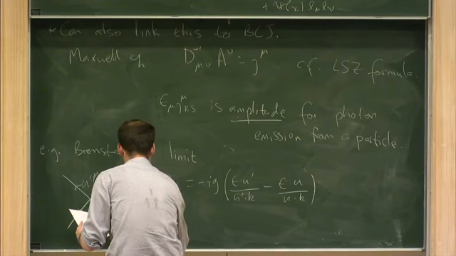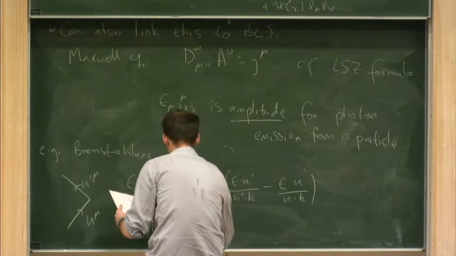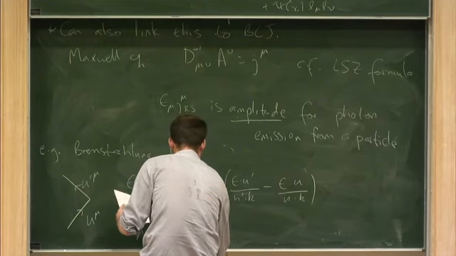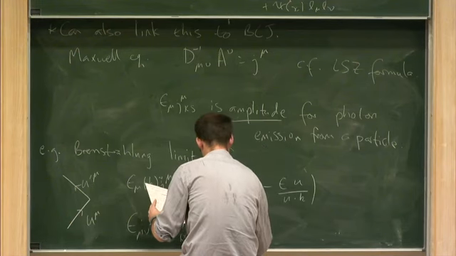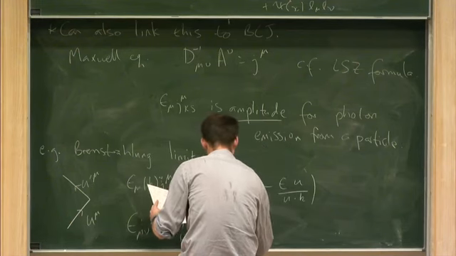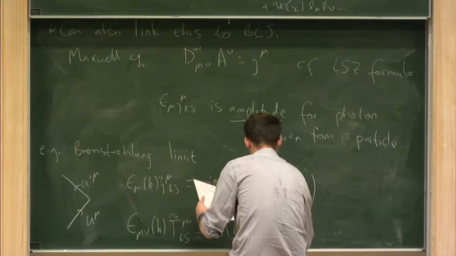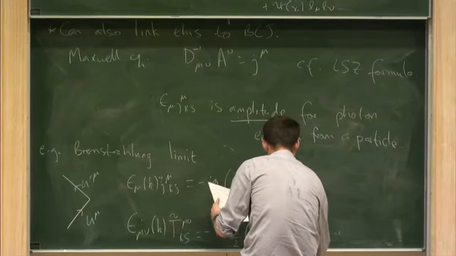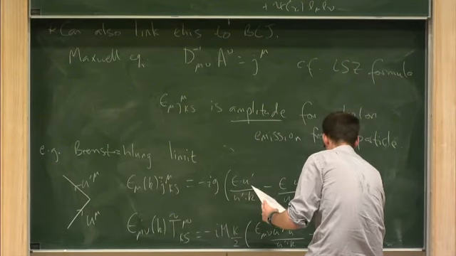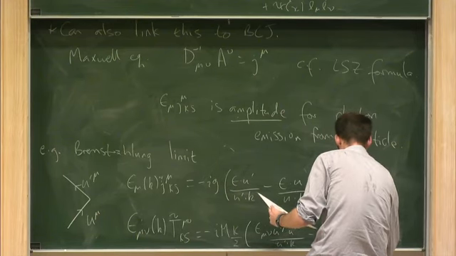And epsilon mu nu, if I take a polarization tensor for the graviton, times this Kerr-Schild energy momentum tensor in the gravity case, I get minus i m, and then a kappa over 2, and I get epsilon mu nu u prime mu u prime nu over u prime dot k minus epsilon mu nu u mu u nu over u dot k.